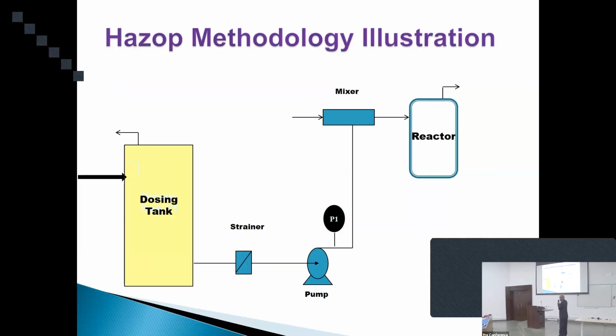So this is a simple example. This is why I said, let me start with a simple example. This is a dosing tank. There is a strainer or a filter, you can call it. There is a pump. Then there is a mixer where the chemicals mix. Somewhere some other mixed chemical comes. The pump pumps it, and then it goes to a reactor. If you take this as a node, how this is operated, I am just trying to explain.